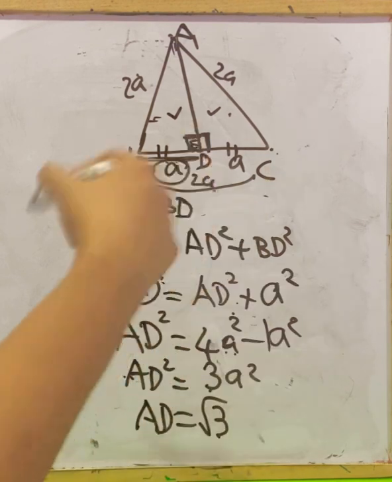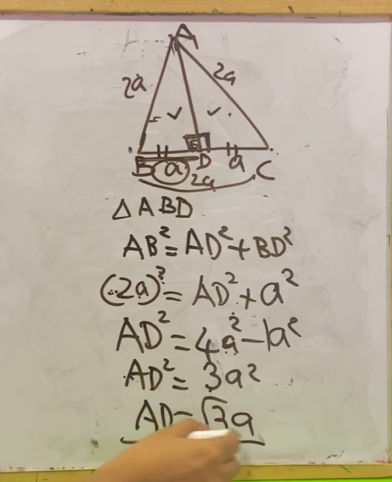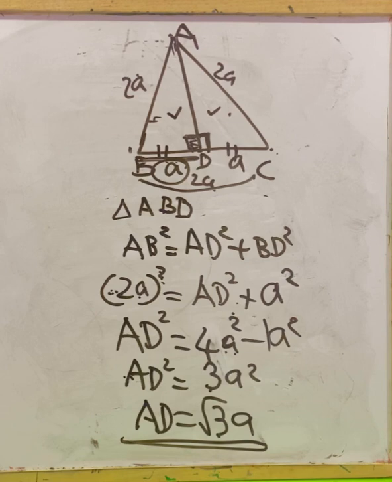A square's square root is A. So the value of AD, that is the altitude, is root 3A.